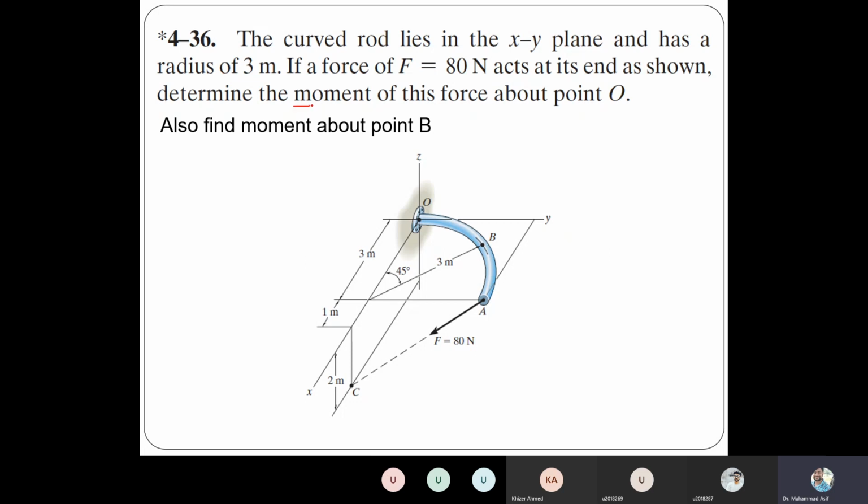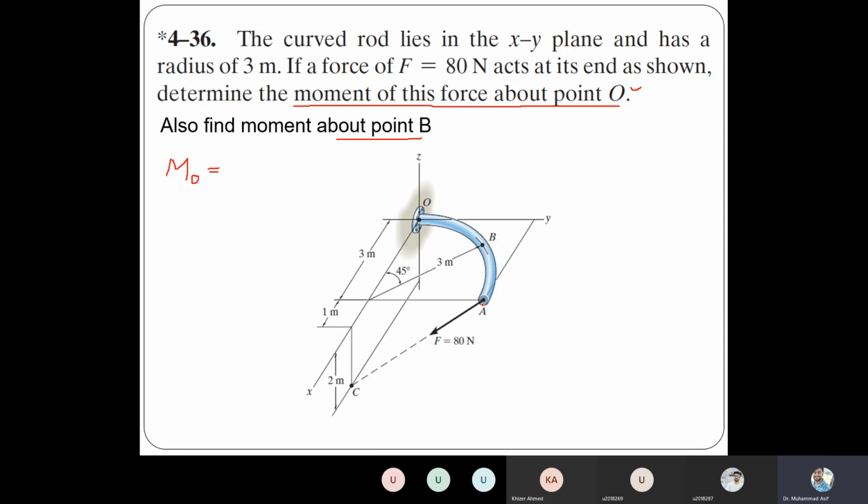Determine the moment of this force about point O. Also find the moment about point B. So you have to figure that out. Basically this is the line of action of that force. In order to get the moment about point O, what you need is a position vector, I mean the moment arm.